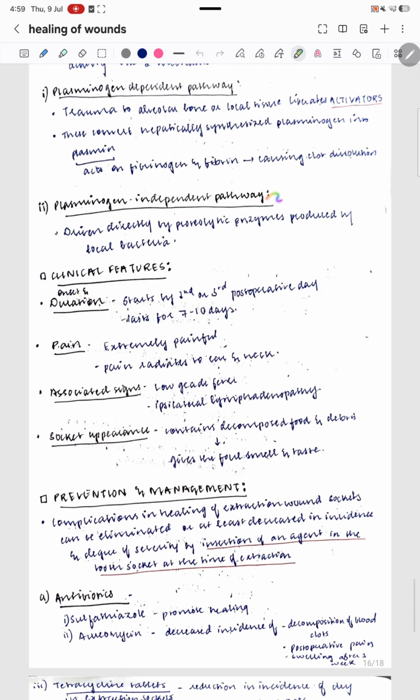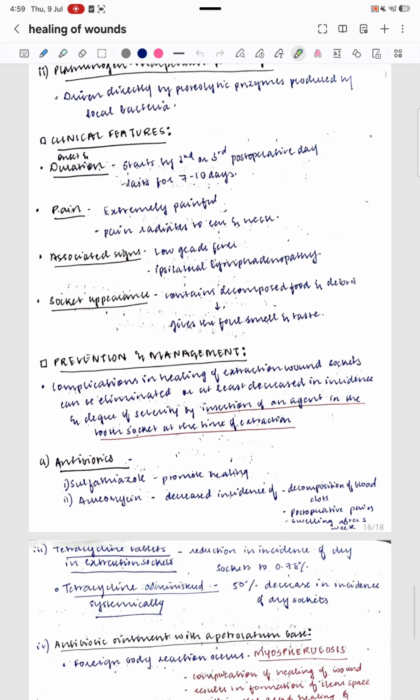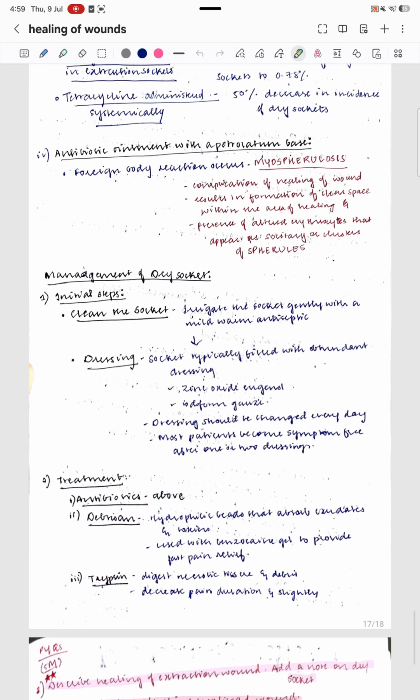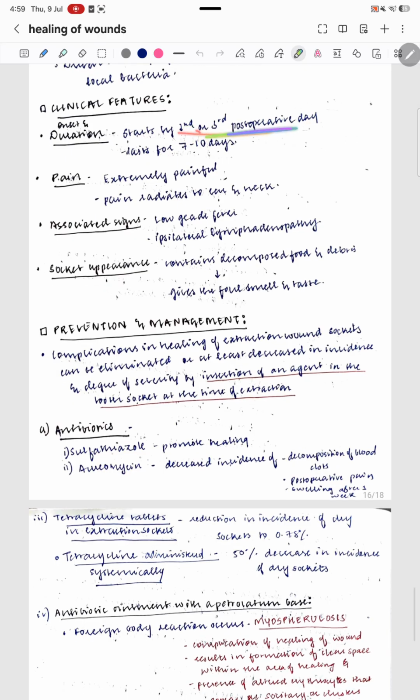Then the plasminogen independent pathway, which is not dependent on plasminogen. They directly produce proteolytic enzymes and local bacteria. Now coming to the clinical features. What are the clinical features? First is the duration. It starts on the second or third day post-operative. So after extraction, on the second or third day, it gets activated.